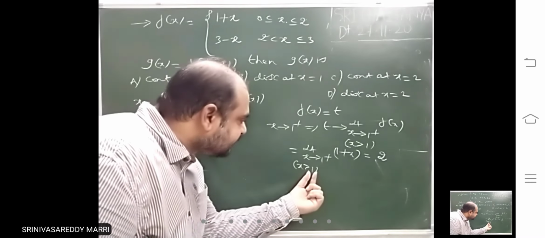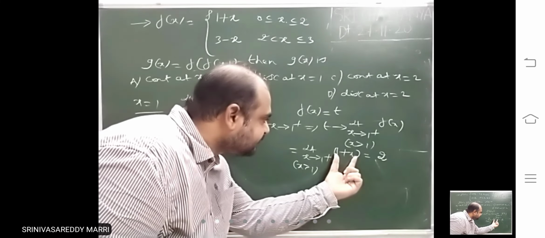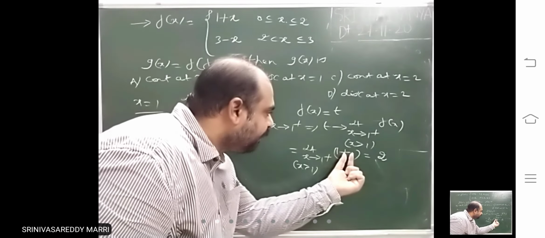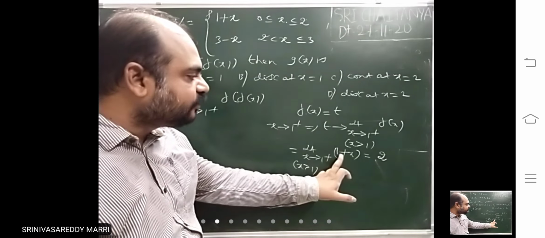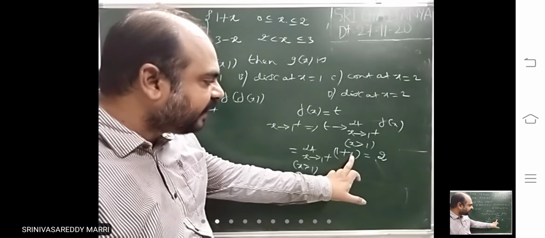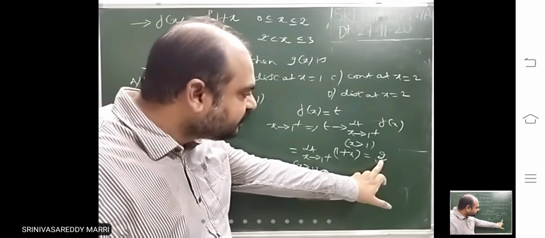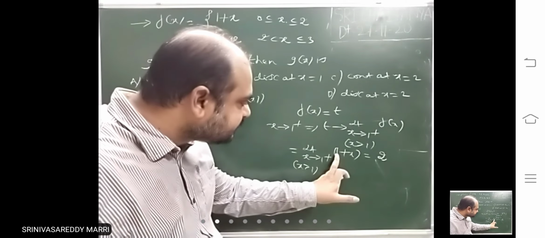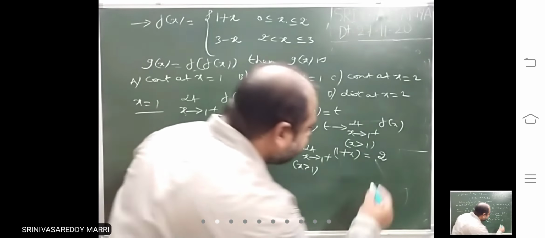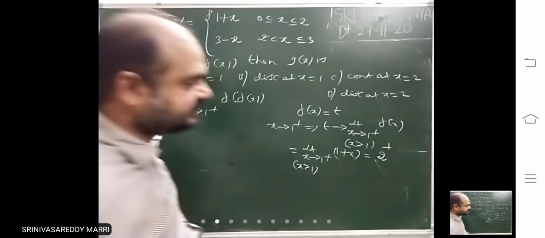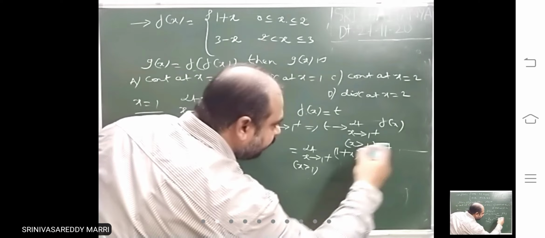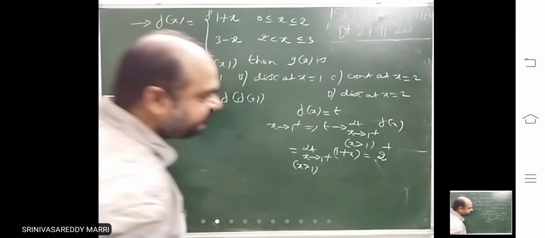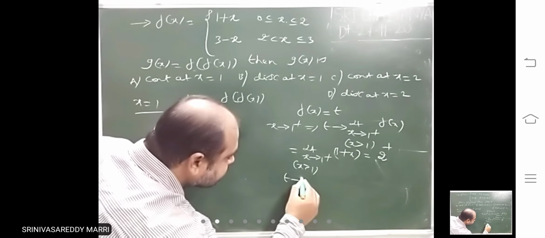So when x is just greater than 1, what is 1 plus x? It is 1 plus 1.00001, which means it is actually 2.00001. The approaching value we write as 2, but the value is actually greater than 2, so you write 2 plus. The limit is 2 only, but t will tend to more than 2. So t tends to 2 plus.